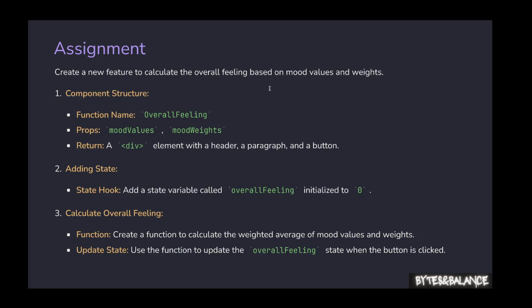And for the rendering part, display the overallFeeling state inside the paragraph and add an onClick event to the button to trigger the calculation. And the last part, import and render OverallFeeling inside the App component, passing moodValues and moodWeights as props.